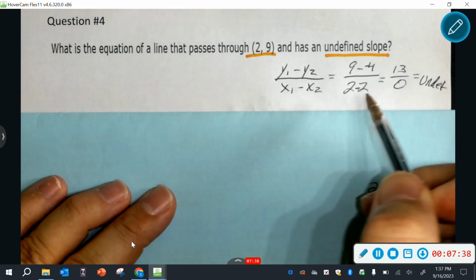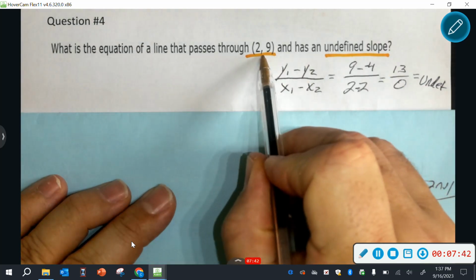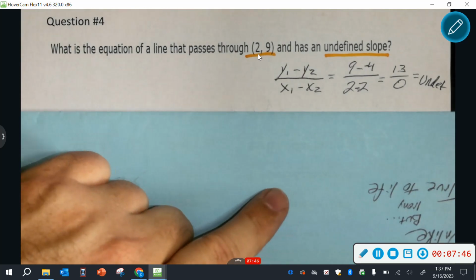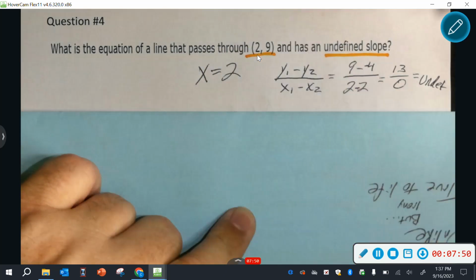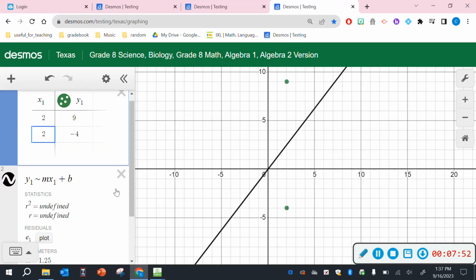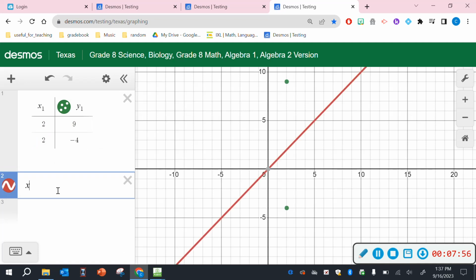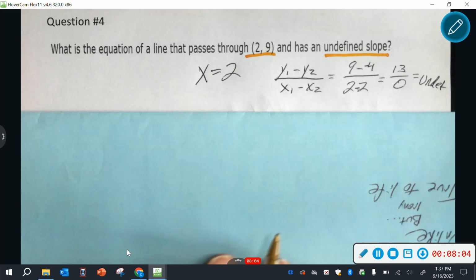So that's why a line that's vertical has an undefined slope. So our answer here is going to be x equals 2. Okay, x equals 2. So look at this. If I x out of that, if I just go x equals 2, notice it draws the vertical line. So that's just going to be x equals 2.